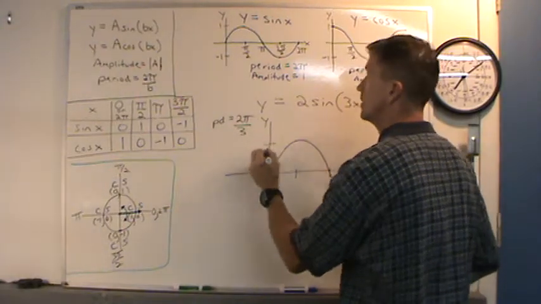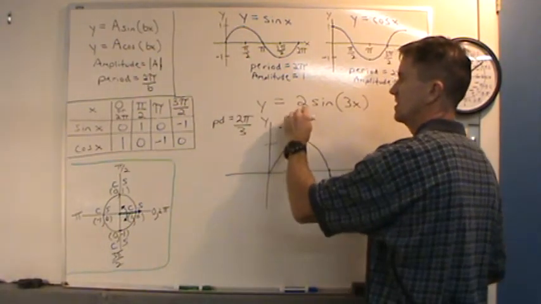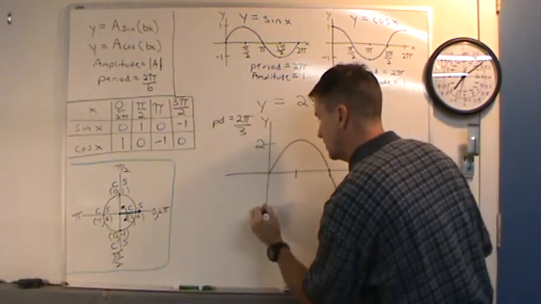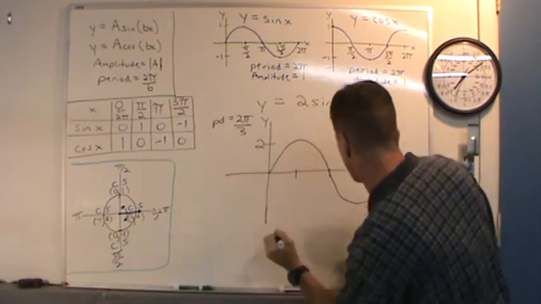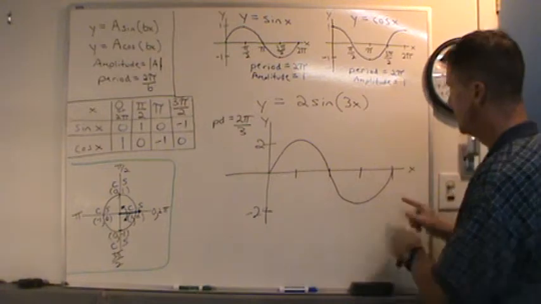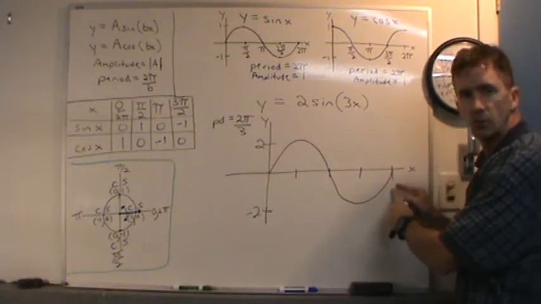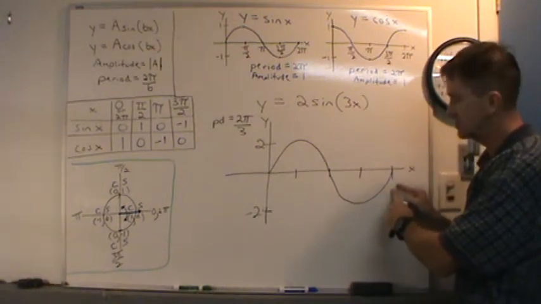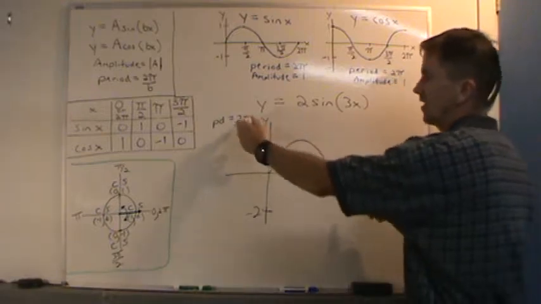How high does it get? Well, not 1 anymore. The amplitude is 2. So it gets up to 2, and it gets down to, let's see, right there, -2. But this is no longer 2 pi. Alright? This is no longer 2 pi. The period now is 2 pi over 3.